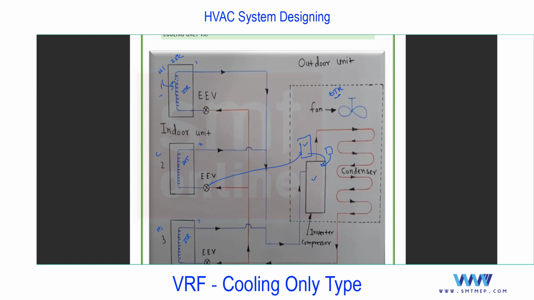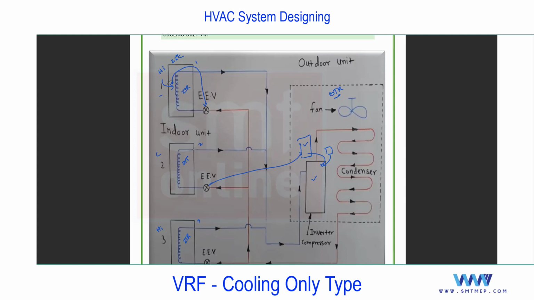So this sensor, nothing but the thermistor, that bulb, will continuously monitor the return air temperature and give the signal to this electronic expansion valve. And this electronic expansion valve has a link with the outdoor unit through the communication cable, nothing but a cable which is used to send the signal.